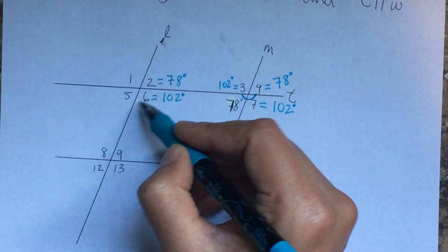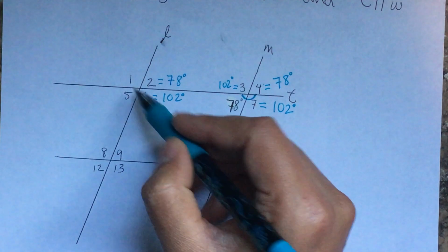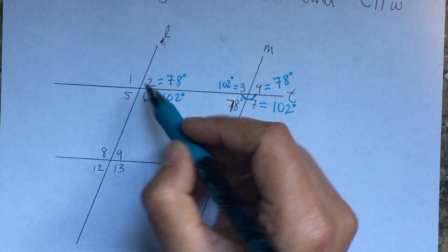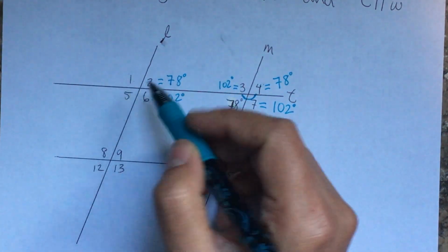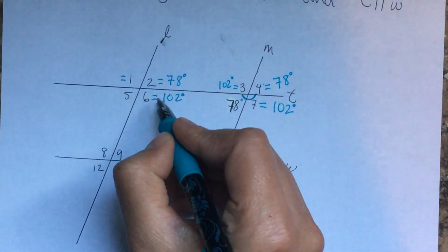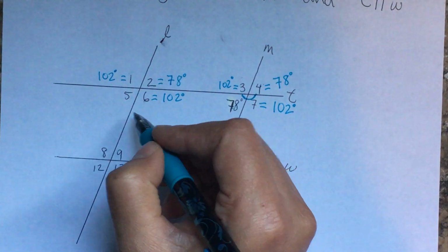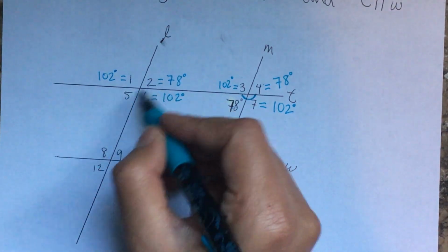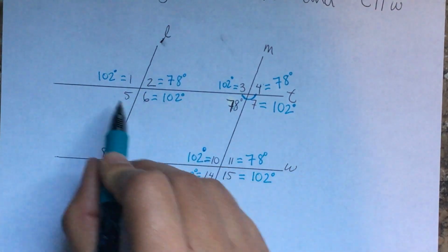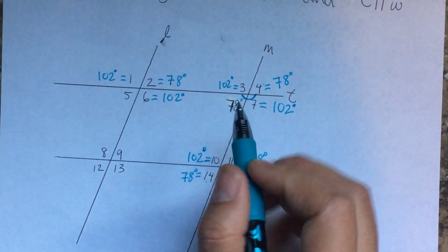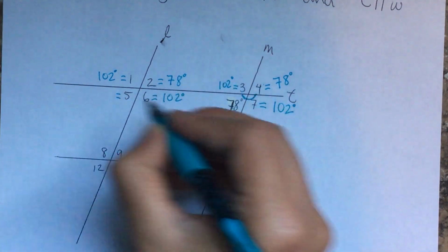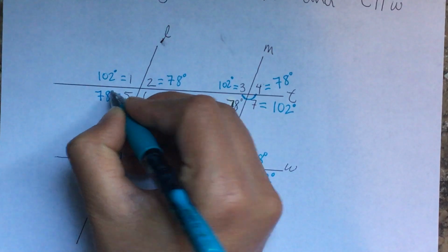Or also this supplementary. These are vertical angles, or you can do corresponding angles. Either one is fine. So this is 102. These are supplementary, or these are vertical, or these are corresponding. Okay, so several options that you end up getting 78 anyways.